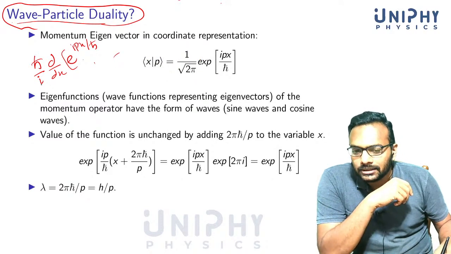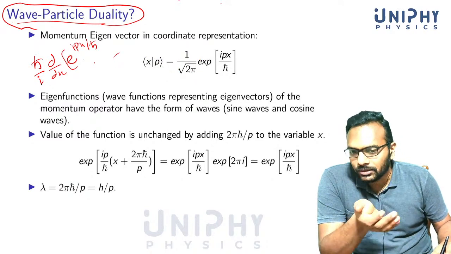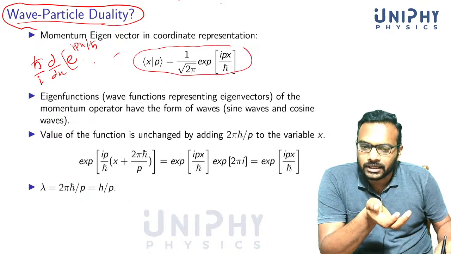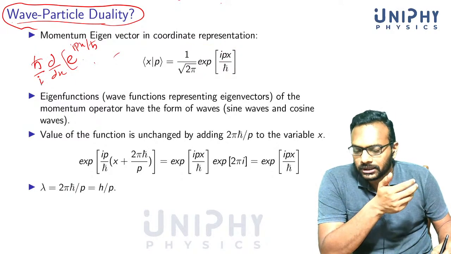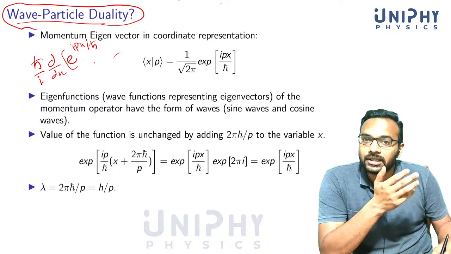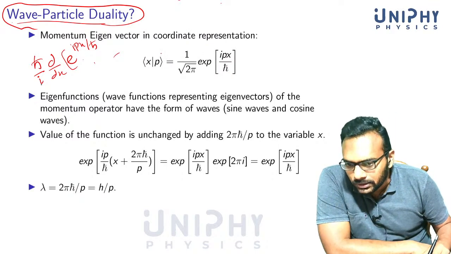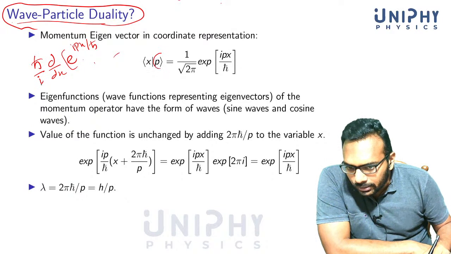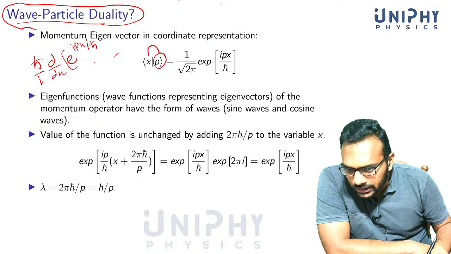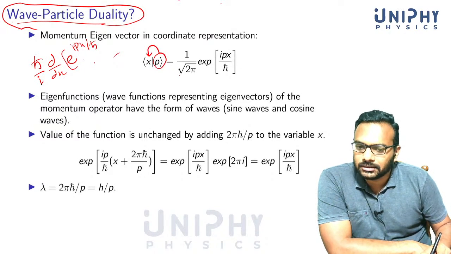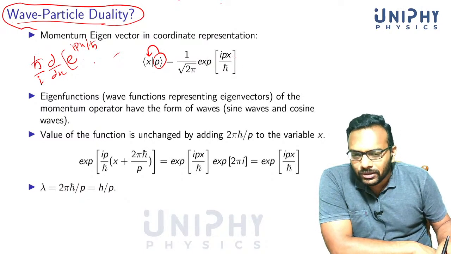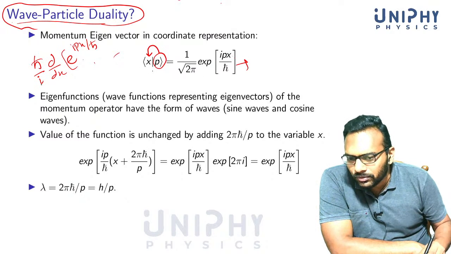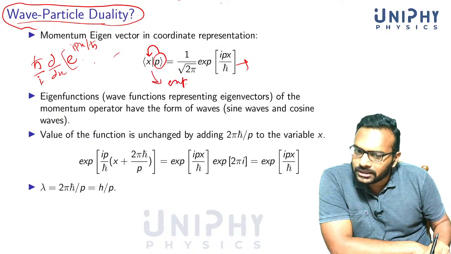So what we did now is we checked that this is actually an eigenfunction corresponding to the momentum eigenvector. In other words, this is the representation of the momentum eigenvector in the coordinate basis. Now, if you look at this, you see that this looks like a wave. But we know that what are these actually? What do we get here? These are expansion coefficients.